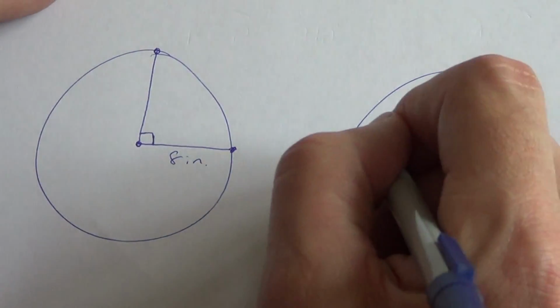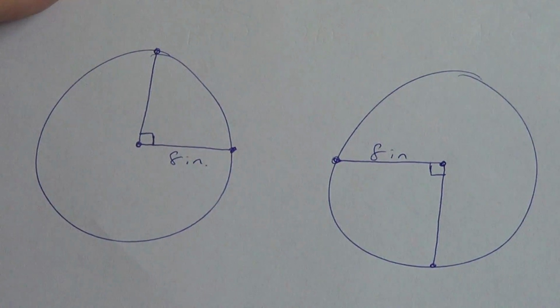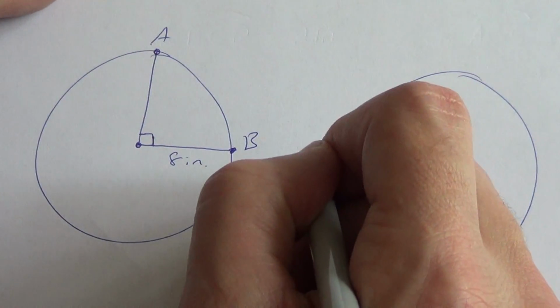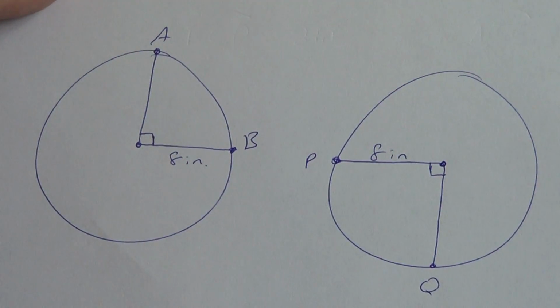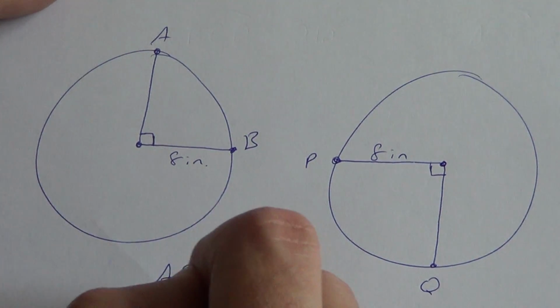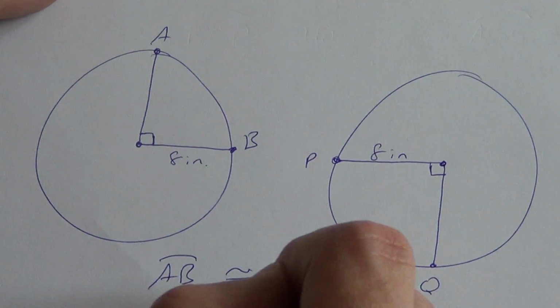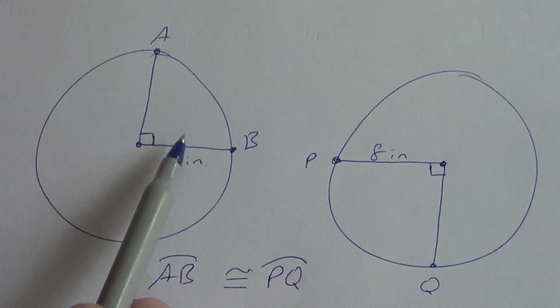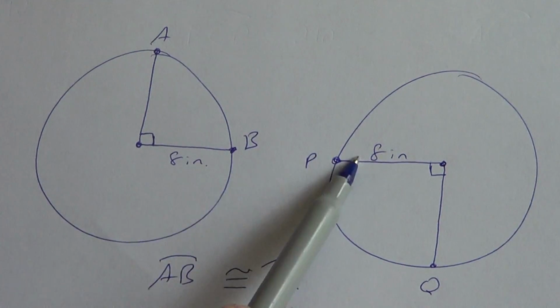90 degrees and 8 inches. Okay, AB, and we'll call it PQ. Okay, arc AB is congruent to arc PQ. They are in congruent circles, because the circles are congruent, remember, because they have congruent radii.